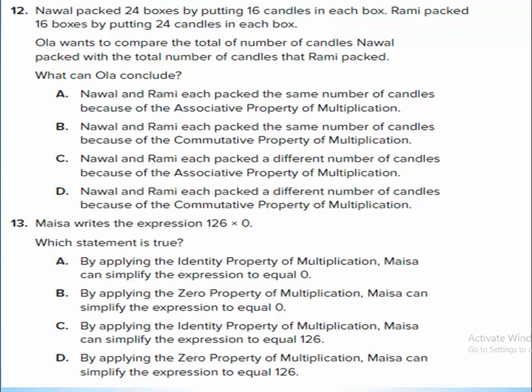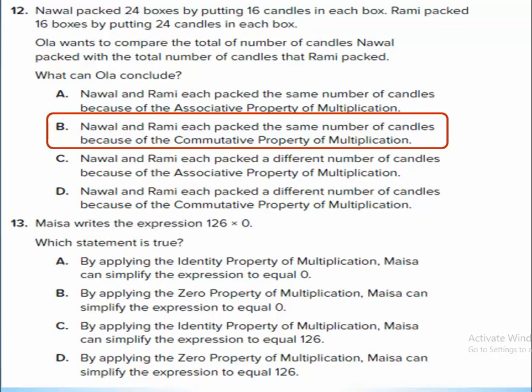Which one is true? Noel and Rami each packed the same number of candles because of the associative property. Do we have the associative property here? No. Noel and Rami each packed the same number of candles because of the commutative property, because 24 times 16 is the same as 16 times 24. This is the right answer.